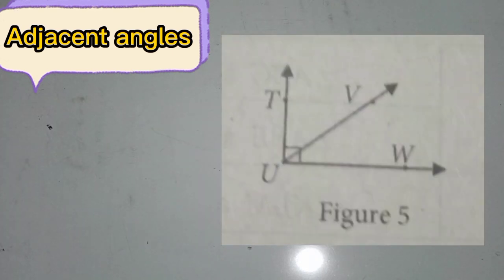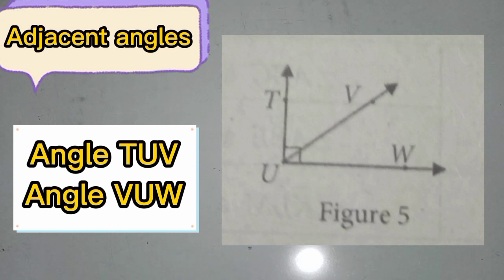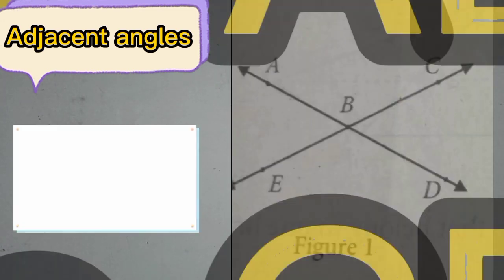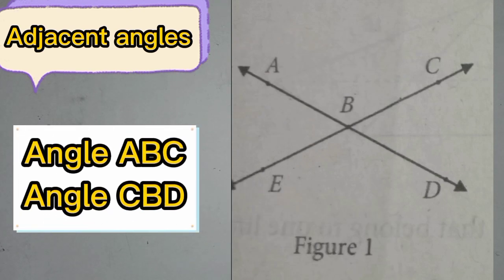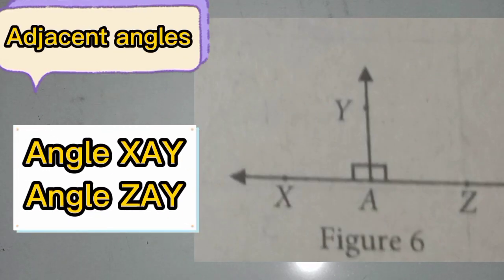Now class, for example, you are asked to name adjacent angles in figure 5, figure 1, and figure 6. In figure 5, the adjacent angles are angle TUV and angle VUW. In figure 1, the adjacent angles are angle ABC and angle CBD. In figure 6, the adjacent angles are angle XAY and angle ZAY.